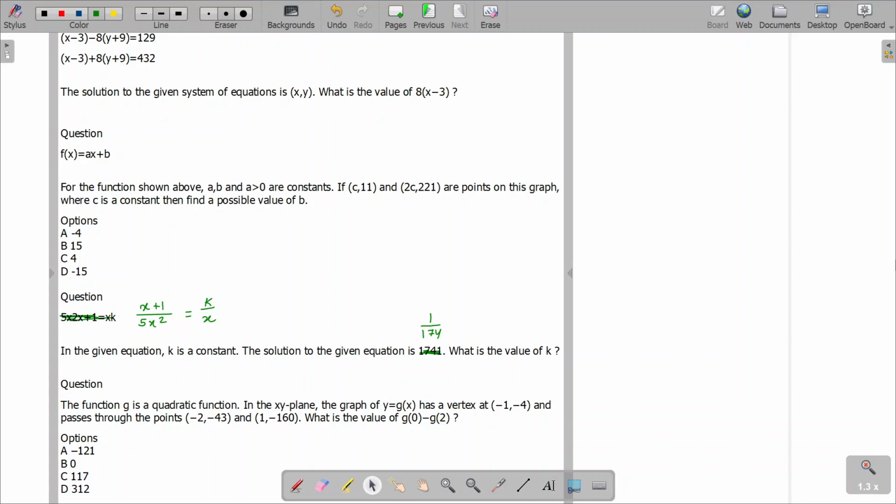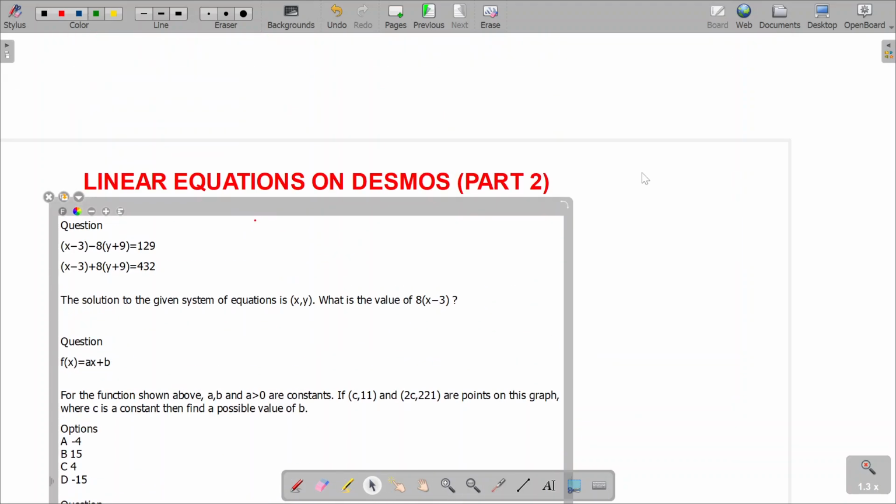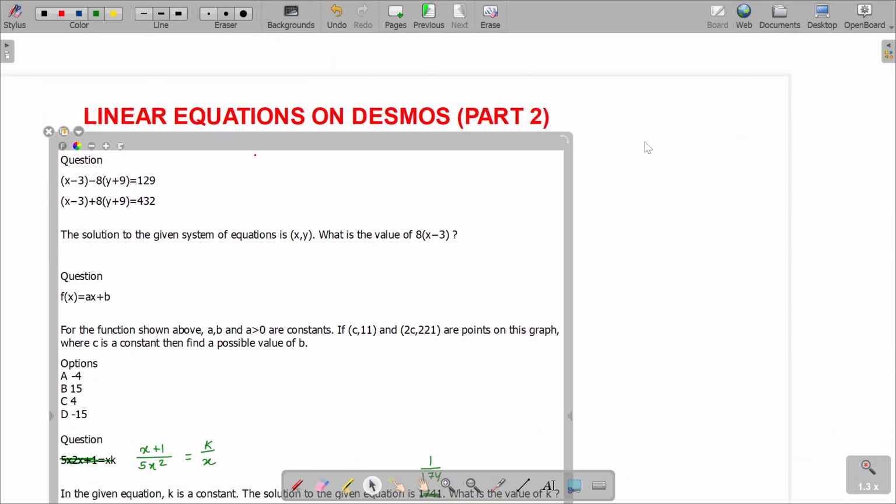So we have already done part 1 of the linear equations. We are doing a concept-wise, topic-wise Desmos guide. For example, if you want to know what all linear equation problems could be solved on Desmos, you have a dedicated video for that, with a set of questions.